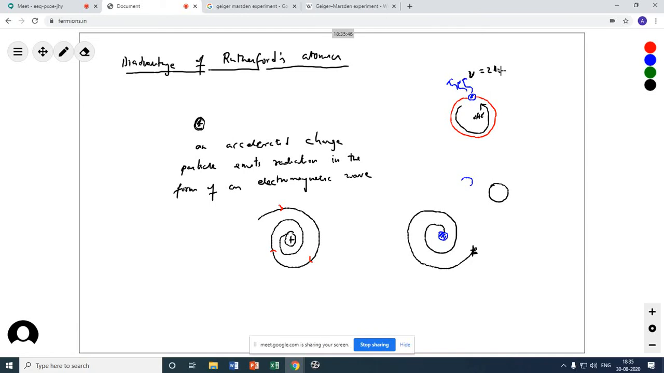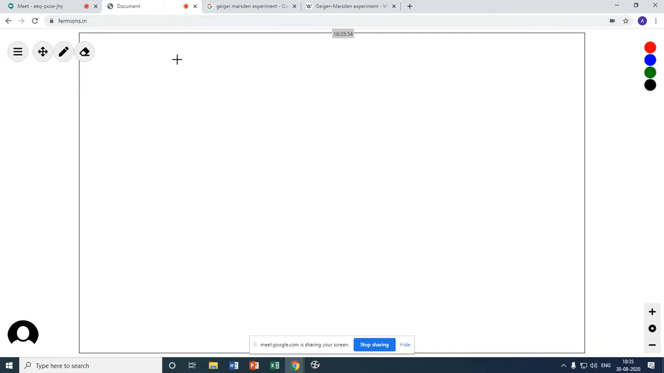Before we proceed to Bohr's atomic model, we need to understand something about the spectrum. There are 2 important types of spectrum: the emission spectrum and the absorption spectrum.